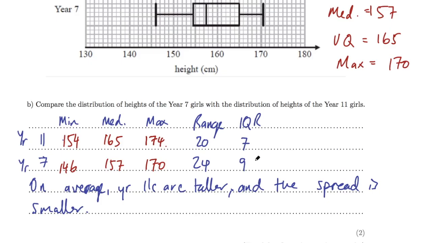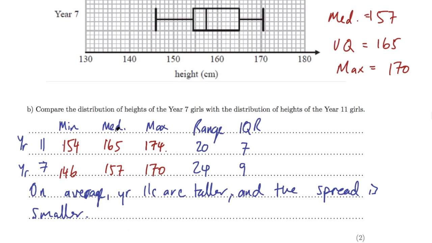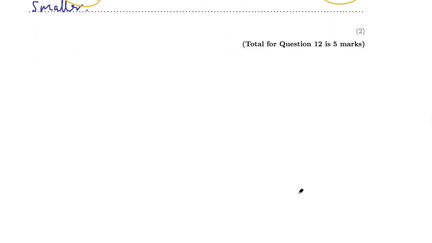But the key points in this question, I'd say, is to compare the values. So compare the median, say something about the average, which is the median, and say something about the spread. As long as you're talking about those things and comparing the two values. You could even say something as simple as the median for the year 11s is 165 and the median for the year 7s is 157. Therefore, on average, the year 11s are taller. And that would probably get you 2 marks.